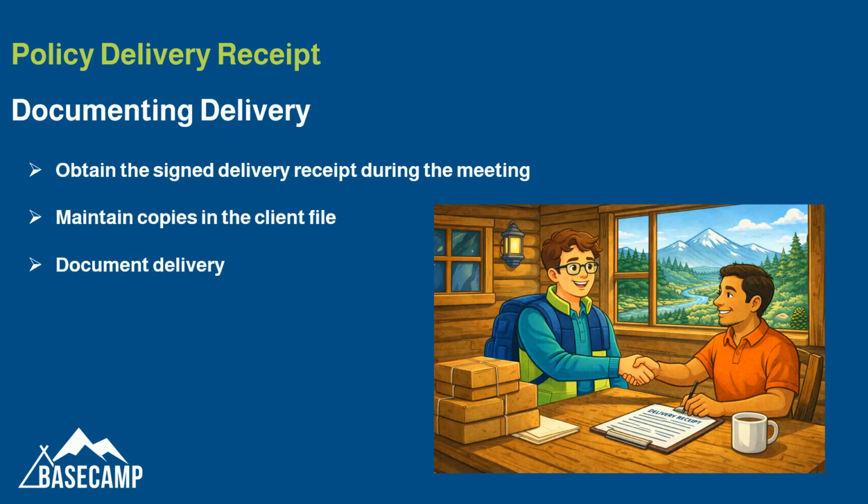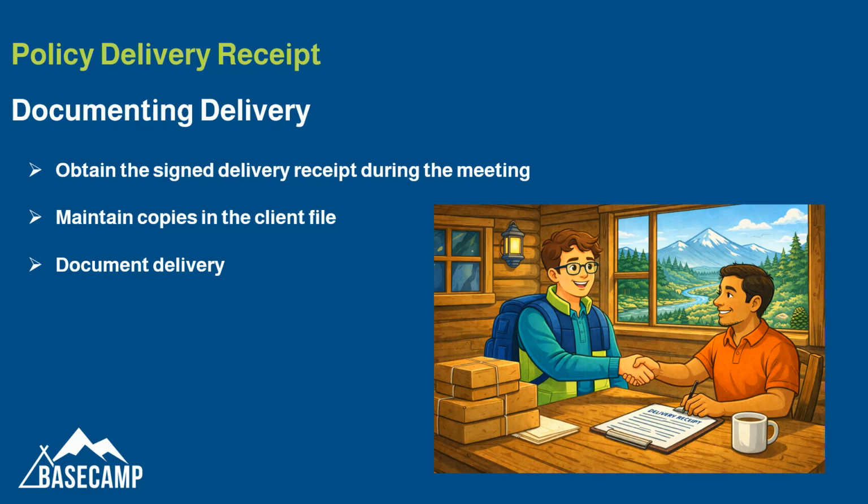After the policy has been reviewed with the client, the final step in the delivery meeting is typically the policy delivery receipt. As the slide highlights, this document is used to confirm that the contract was delivered and reviewed with the client. During the meeting, the client is usually asked to sign the delivery receipt, acknowledging that they received the policy. This step helps create a clear record, showing when the contract was delivered, and that the client had the opportunity to review the document and ask questions during the meeting.